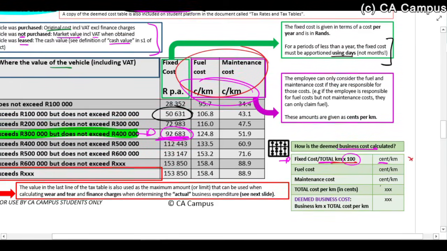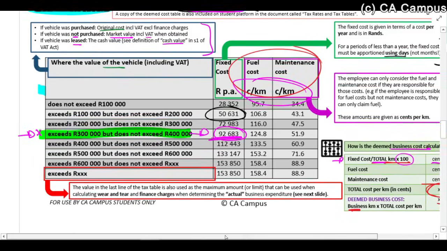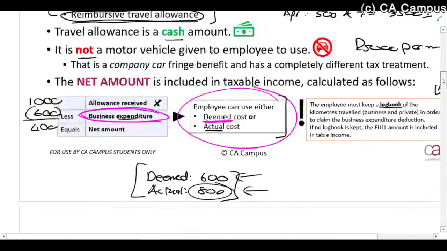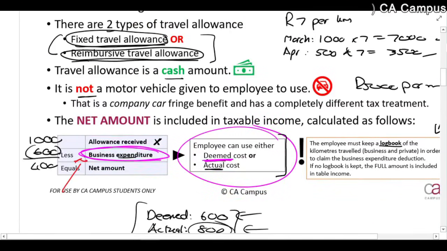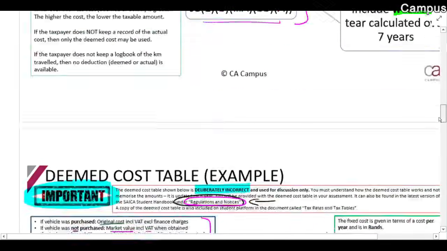Right, so you put it in cents per kilometer, you add the fuel cost, you add the maintenance cost. You then have the total deemed cost per kilometer. That is multiplied by your business kilometers to give you your business expenditure. So to give you this amount over here. Simple as that.